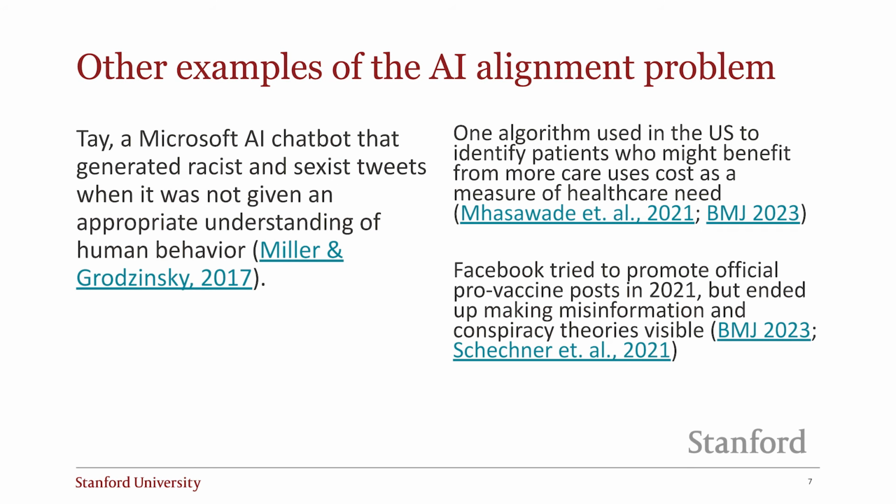The alignment problem has important implications for real-life society. AI systems that are misaligned with their users and society's goals can cause significant harm. Let's look at some more examples.